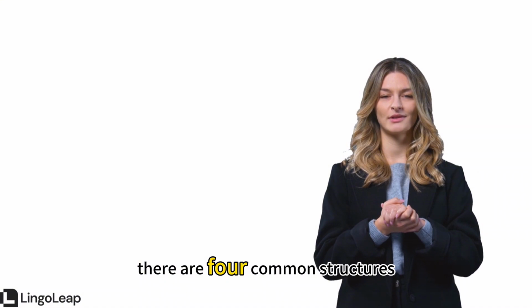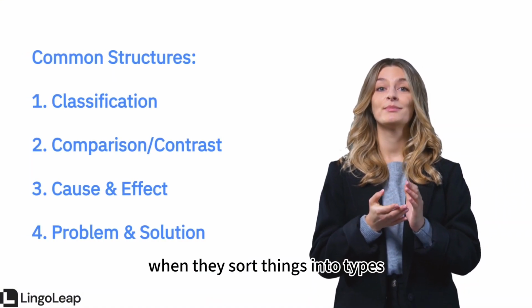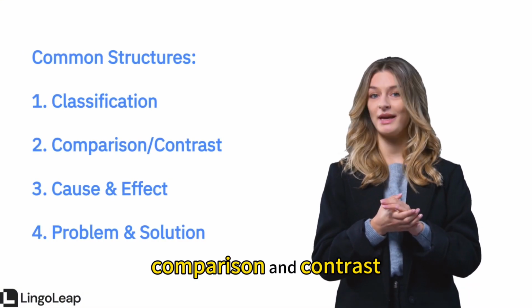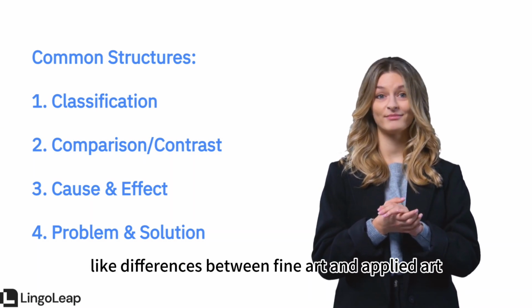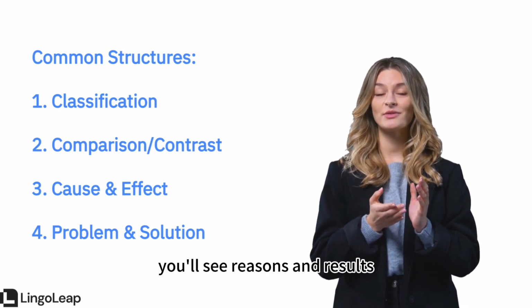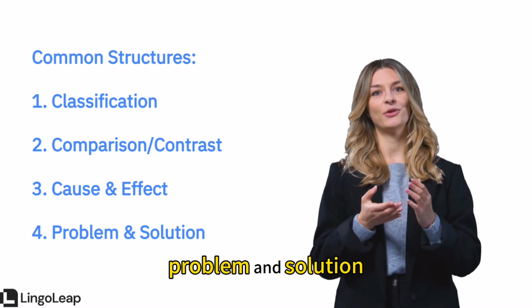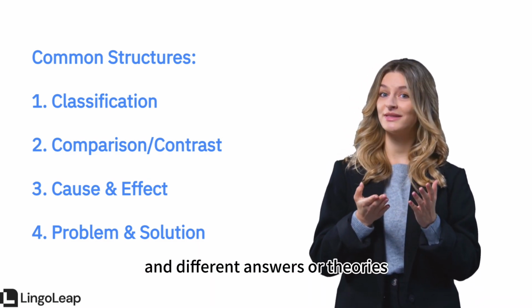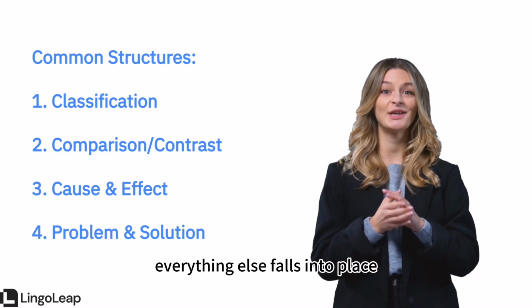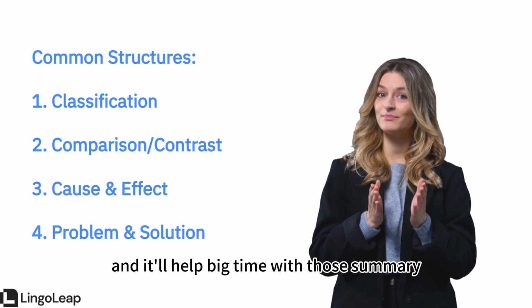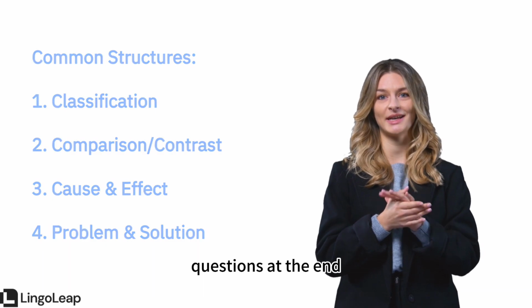There are 4 common structures: classification, when they sort things into types; comparison and contrast, like differences between fine art and applied art; cause and effect, you'll see reasons and results; problem and solution, there's a question or issue, and different answers or theories. If you can spot the structure, everything else falls into place, and it'll help big time with those summary questions at the end.